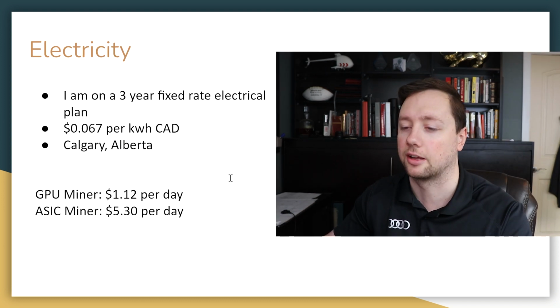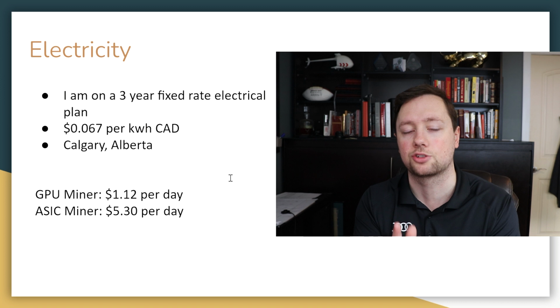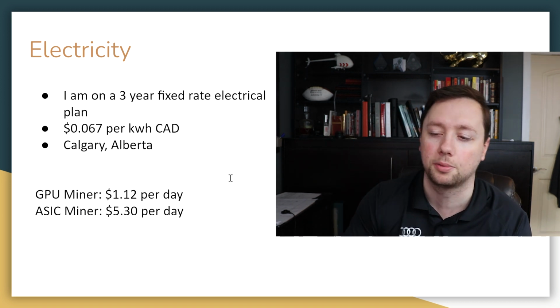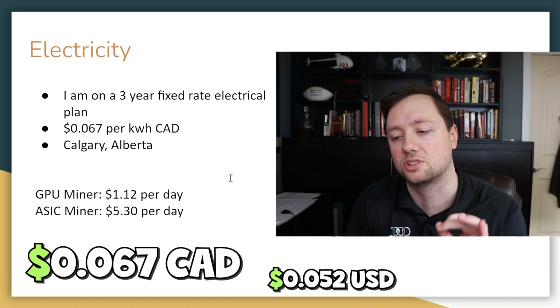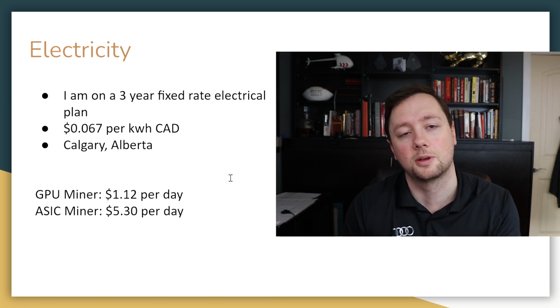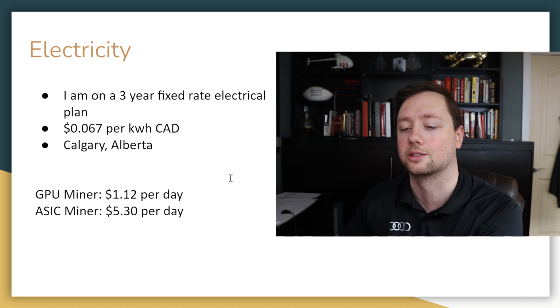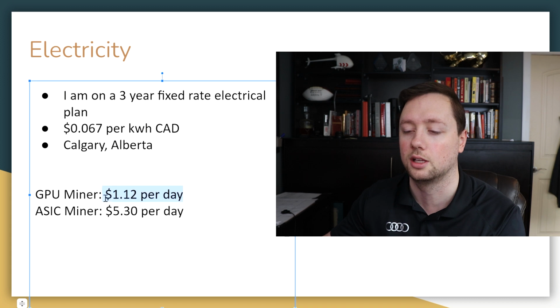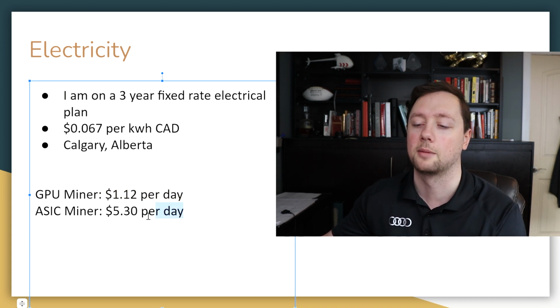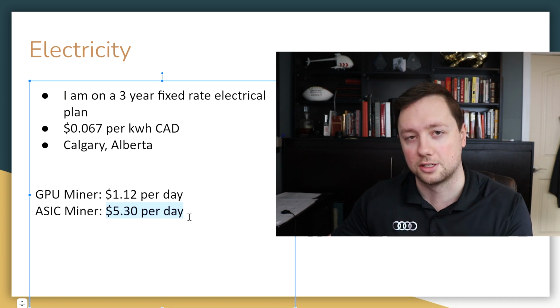Okay, now electricity. I think this should have its own section here because it's super important. I changed my electricity rate to a 3-year plan at 0.067 Canadian dollars per kilowatt hour, which means for every kilowatt hour I use, it costs me about 6.7 cents to power that kilowatt hour. And so my GPU miner currently costs about $1.12 per day, and my ASIC miner currently costs about $5.30 per day as soon as it arrives.